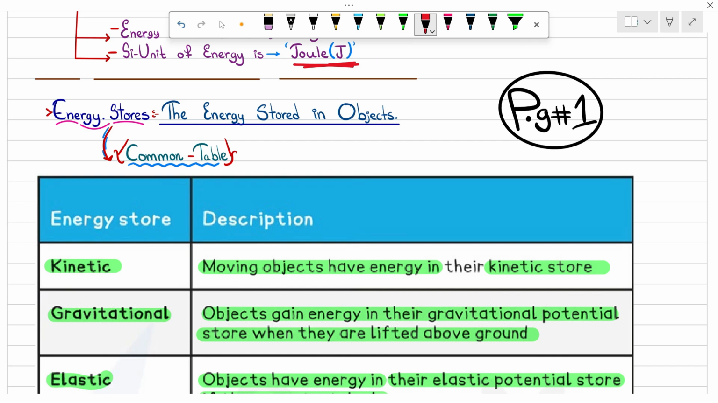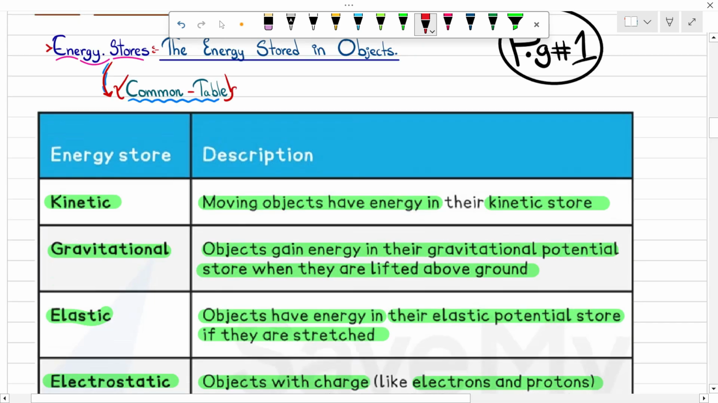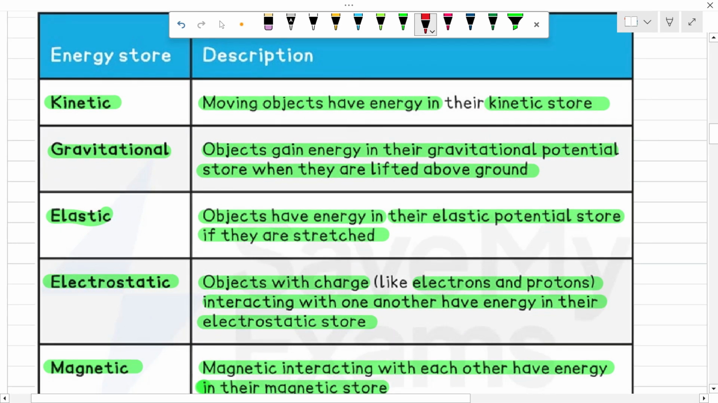Let's see what are some common energy stores and where they are stored and how they are used. The first one is our kinetic energy store. So moving objects have energy in their kinetic store, because kinetic energy is the energy of motion, so all objects that are moving have energy in the kinetic energy store.